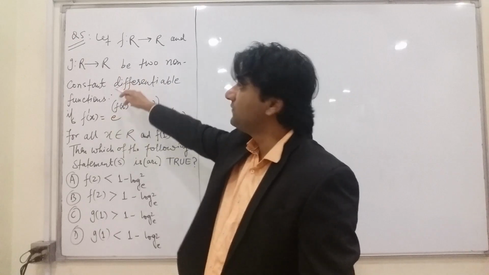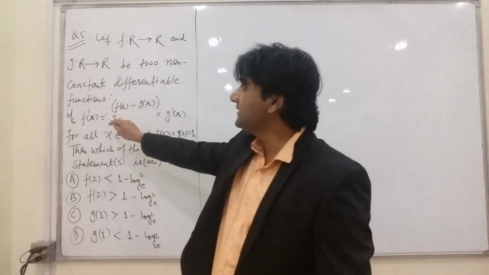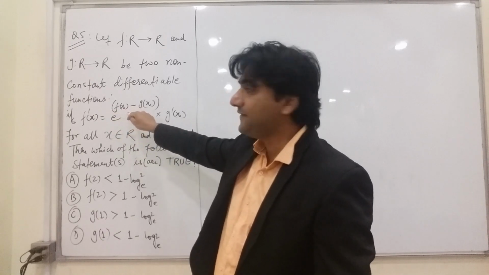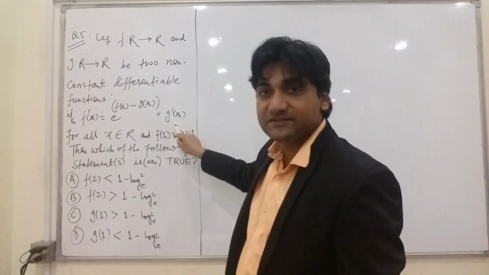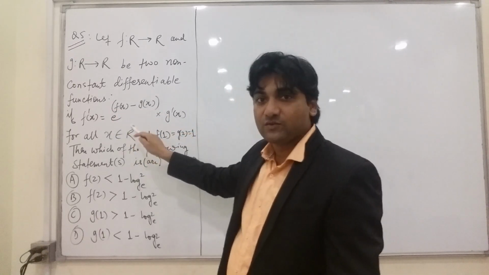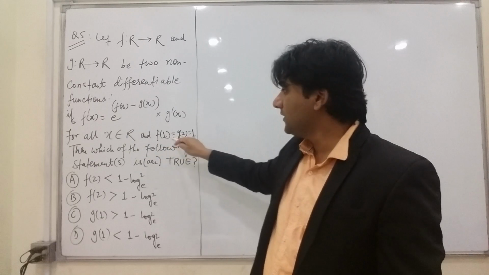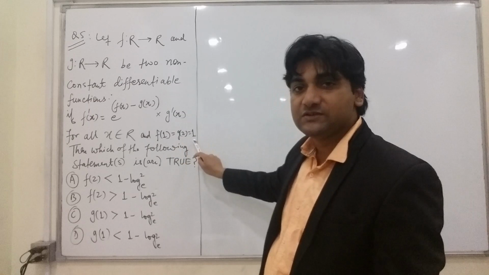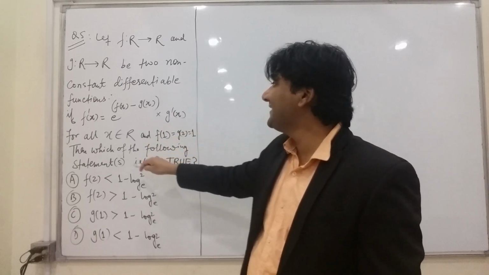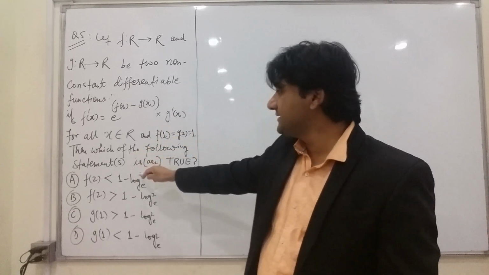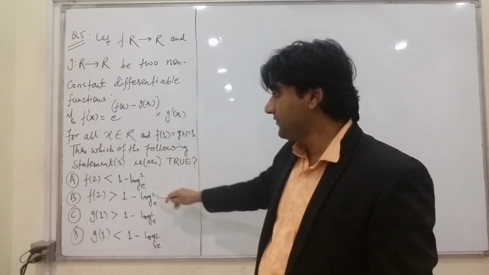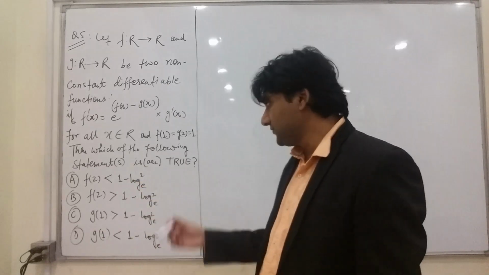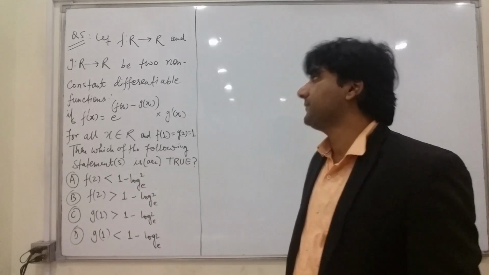This is given. These two functions are not constant, and this is very important information. We have that f'(x) equals e raised to (f(x) minus g(x)) times g'(x) for all x belongs to R, and f(1) equals g(2) equals 1. It means f(1) is 1, g(2) is also 1. Then which of the following statements is or are true? We have four options. One of them or two of them or three of them or all would be true. We just have to check which one.